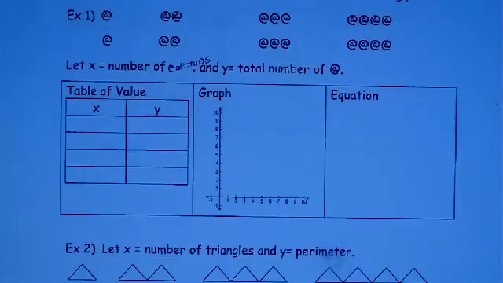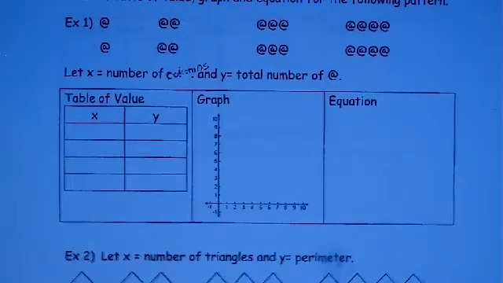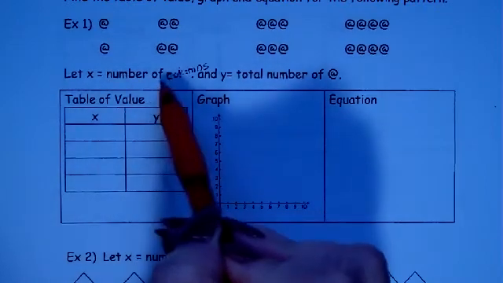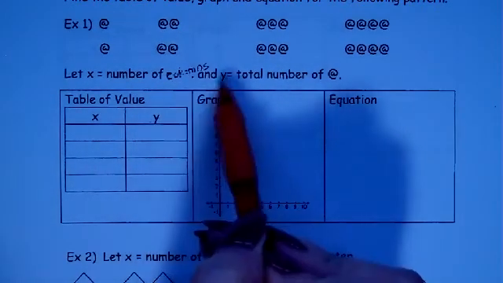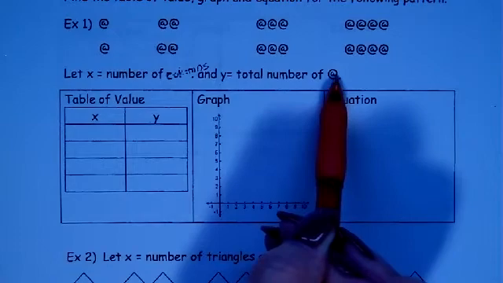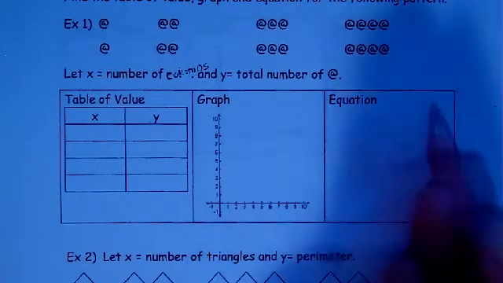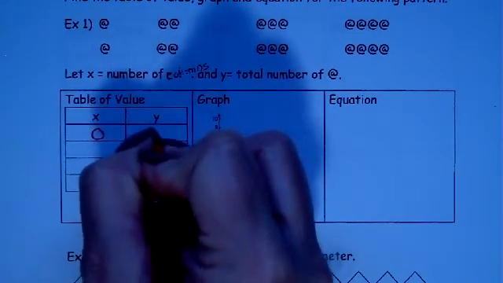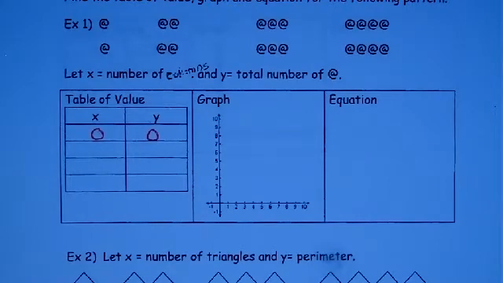Okay, so if I look at example 1 right here, I see some @ signs. Now, let's look right here. We're going to let X equal the number of columns in my picture and Y be the total number of @ signs. Now, when I'm collecting my data, because this is a direct variation, the first point I don't see is 0, 0. Well, if there's no columns and no @ signs, there's nothing to see.